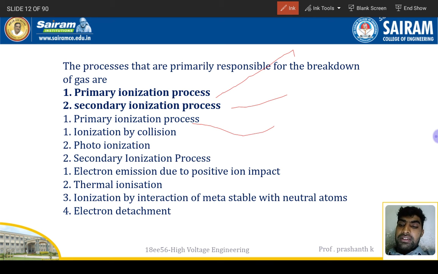Secondary ionization process: primary is a direct ionization process, but secondary involves reverse reactions. Electron emission due to positive ion impact, that is, emission of electrons by the metal surface or different types of materials. Thermal ionization, where heat helps conduct the process. Ionization by interaction of metastable and neutral atoms. Electron detachment.